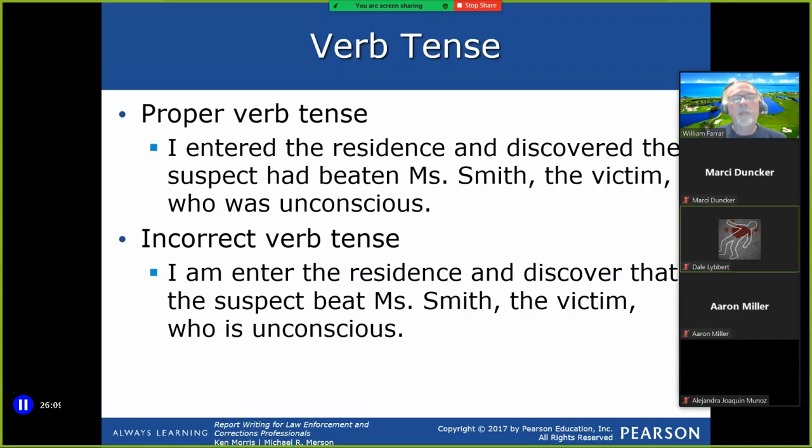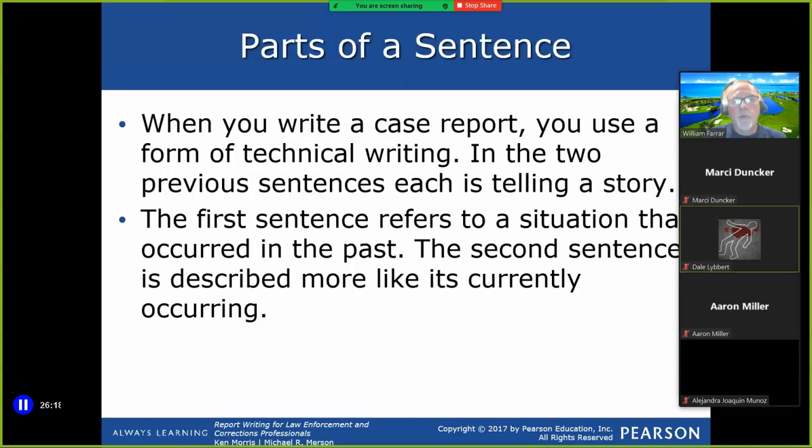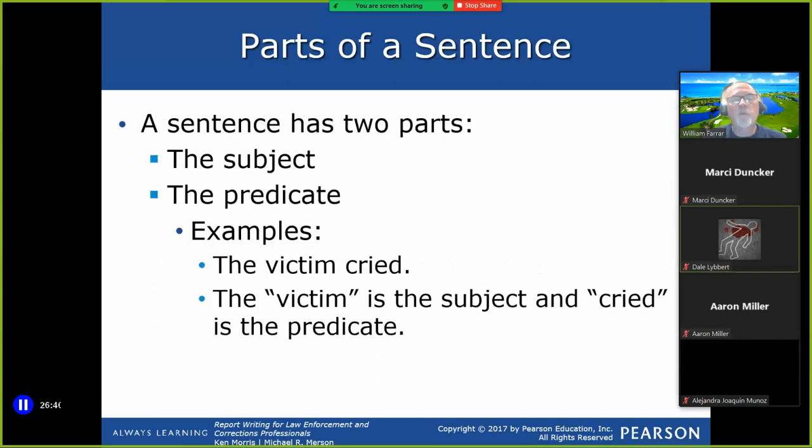Okay, because now again, as we start to move in, we've written like 4 reports now. So now we're going to focus on those headings. We're going to start focusing a little bit on grammar and really paying attention to what you're writing. Remember, when you write your crime report, they refer to it as a case report here. You use a form of technical writing, and remember that your writing tells a story. Okay, so we want to make sure that we're telling that whole story.